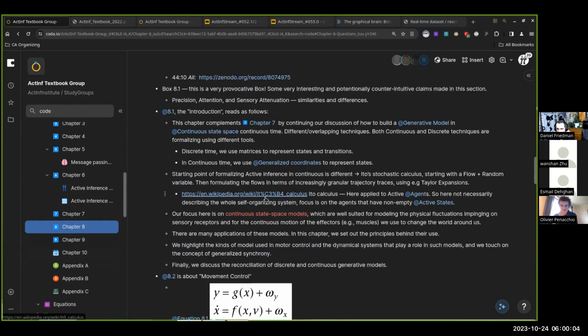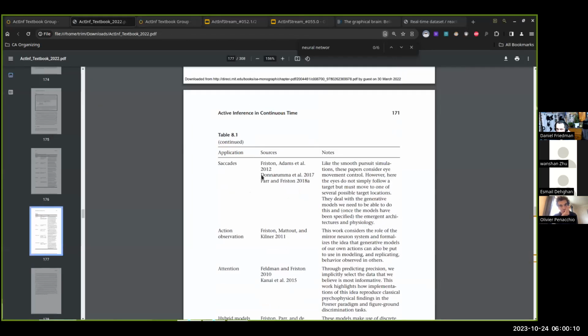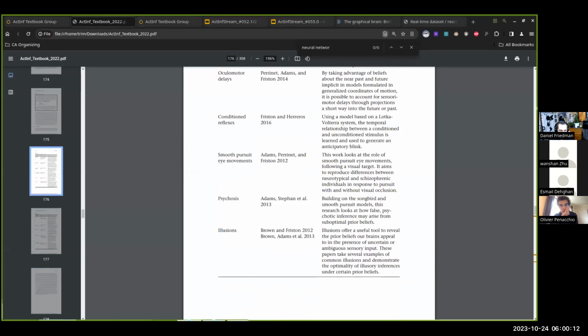So I have one question regarding the example given in chapter 8. Like all the figures, they are simulated by computers, right? They are not data collected from experiment or from nature, right?